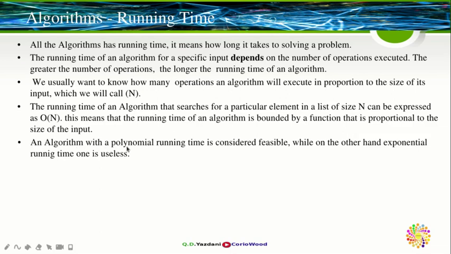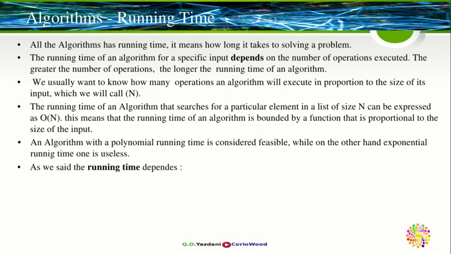An algorithm with a polynomial running time is considered feasible, while on the other hand, an exponential running time one is useless. So if I write a software for you and I tell you this algorithm takes a polynomial running time, then you just say, all right, that's fine. But if I say it takes exponential running time, then you're going to throw my software away and say, I don't want your software, it's useless.